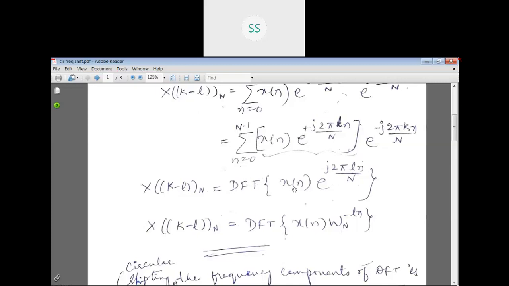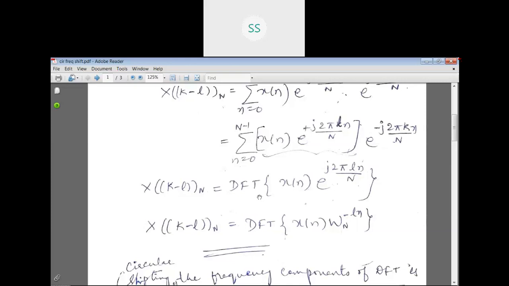DFT of x of n into e power j 2 pi ln by N. It is the x of n into e power j 2 pi ln by N sequence. If L is equal to 0, then what happens here? E power 0 is 1, so again it will be the DFT of x of n only. Whenever L is not equal to 0, I am going to change x of n, and whenever x of n is changed, its corresponding DFT should also change. So now on the RHS, I am writing this as the DFT of x of n into e power j 2 pi ln by N.